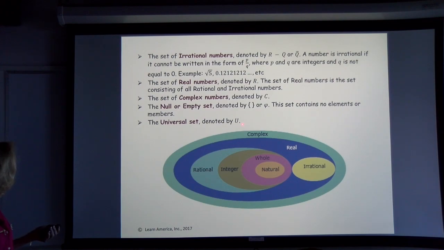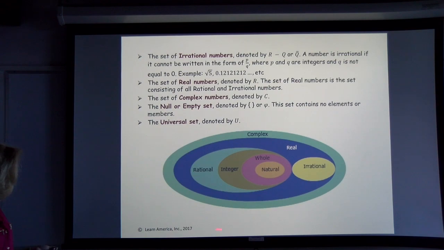The empty or the null set is denoted by the brackets with nothing inside or the null set. Please make sure that you don't put a 0 inside the brackets thinking that that's your null set, because that will look like it's the set containing the element 0, and it has a completely different meaning. The universal set is denoted by U.